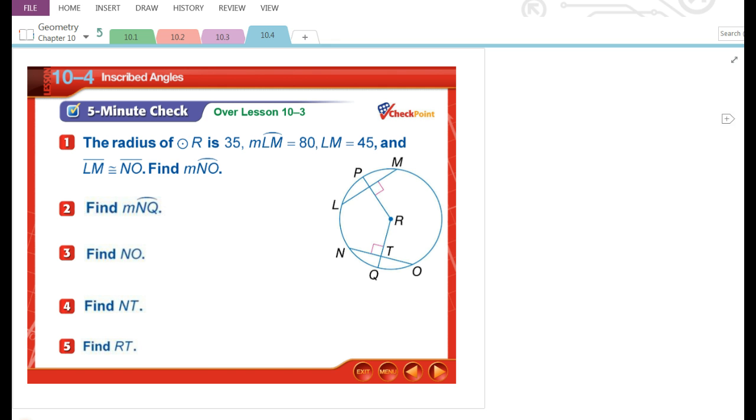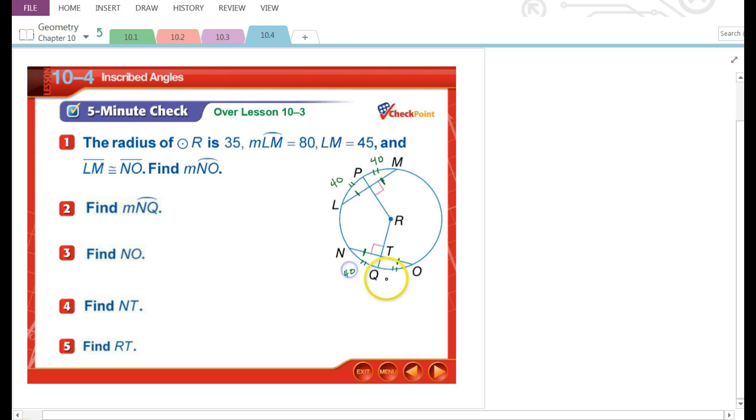Okay, so the radius of R is 35. Arc LM is 80. So if I look at this picture, first of all, perpendicular is a bisector. So if LM is 80, then each little piece is 40. Okay, same here, because these are all congruent to each other. Well, actually, I made that up. I don't know that just yet.